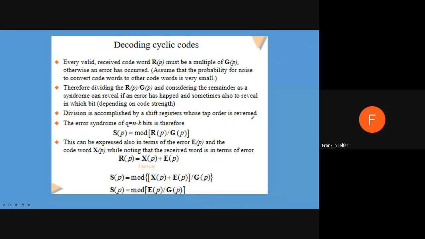This can also be expressed in terms of the error pattern E of P and the code word X of P. So R of P can be written as X of P plus E of P, where X of P is the code word and E of P is the error pattern. We have already seen cyclic codes, that is encoding and decoding. This part lies on the decoding side, where you use the syndrome calculation to compute the error bit.